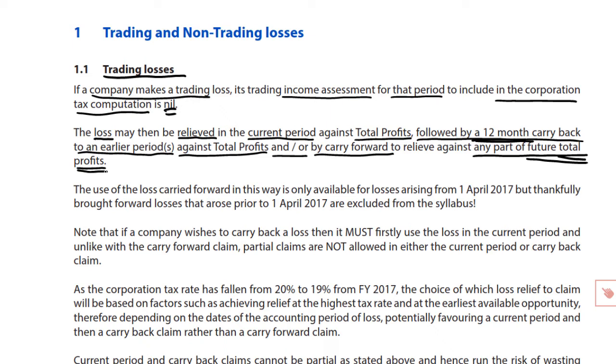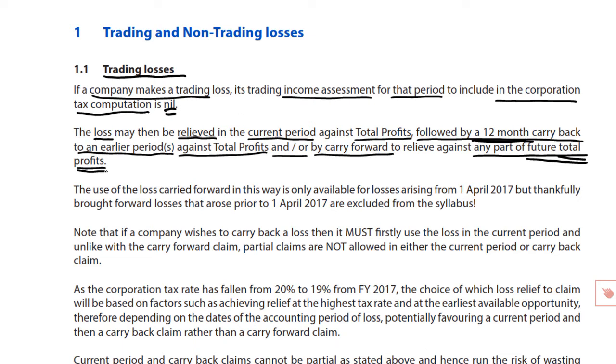Now, of course, given what we said 2 or 3 minutes ago, why is it that you would wish to make a partial claim? You know that if you apply all of the loss against all of the total profits, and those total profits are then eliminated, it would mean that if there were qualifying charitable donations paid during the accounting period, they're going to be wasted. They're gone. And that, of course, is a price you pay, or may have to pay, for making a current period claim and then a carry back claim. But it is no longer a problem in terms of a carry forward claim.